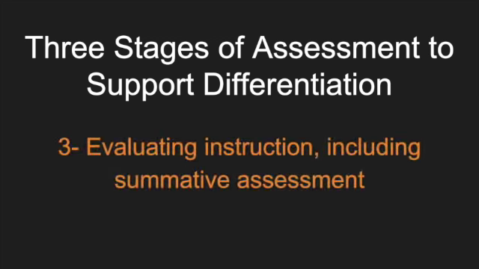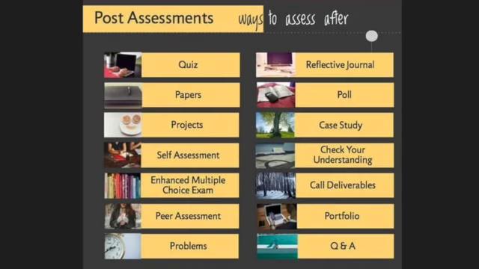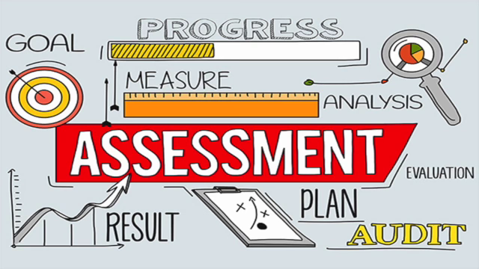The third stage of assessment to support differentiation is evaluating instruction. This includes summative assessment. There are several types of post-assessments. We think of quizzes or exit tickets, polls, peer assessment, questions and answers. You can use rubrics or not, depending on whether or not you have a traditional assessment or an authentic type of assessment. But these assessments should all be used to gauge what your next steps are in the learning process.